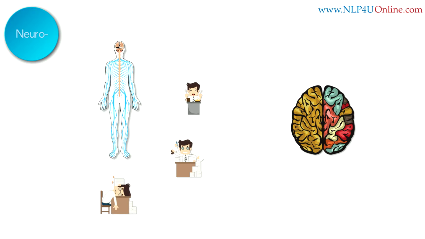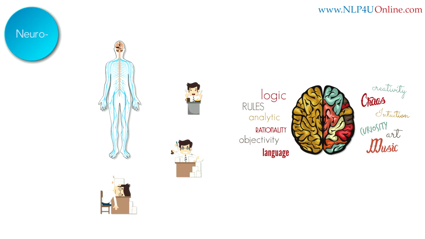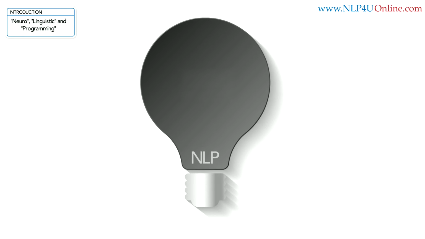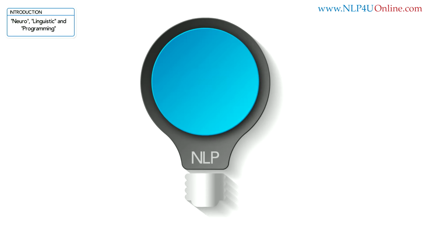For although our neurology is impacted, emotional, behavioural and belief changes happen at a psychological level, so the N part of NLP should be replaced with P for psychological.